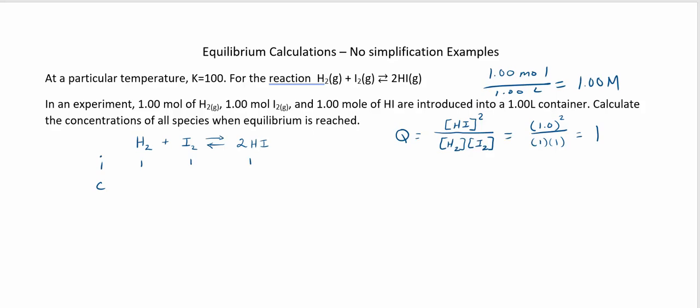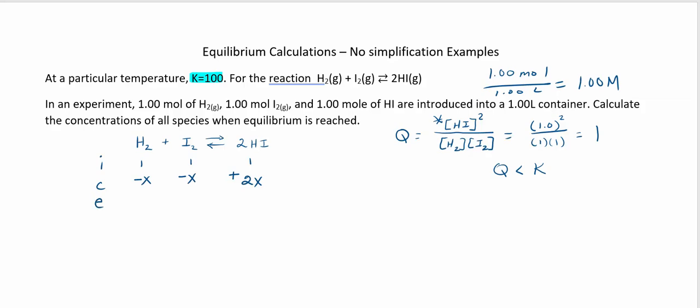The K value was given to us as 100. So the Q value is less than the K value. So we need for this to shift in order to make that value higher. In order to get that value higher, that means our numerator must be higher. So we must shift towards the production of products. So we're going to add to the product side and we're going to subtract from the reactant side.